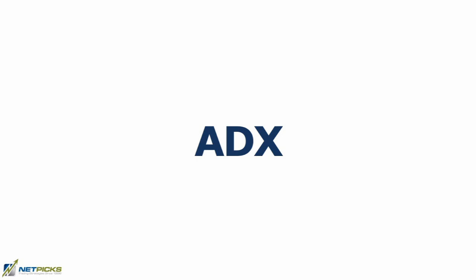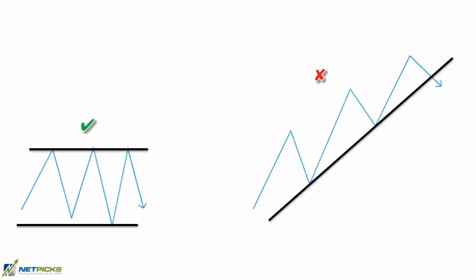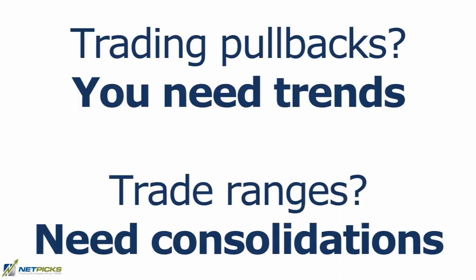And stats show, as you know, that markets will spend more time in consolidated states, trading ranges, than they will when they're trending. So that's vital to know, especially if you have two main trading strategies that you use. A trading strategy that uses pullbacks is going to need a trending environment. If you trade ranges or range breakouts, you need consolidation.